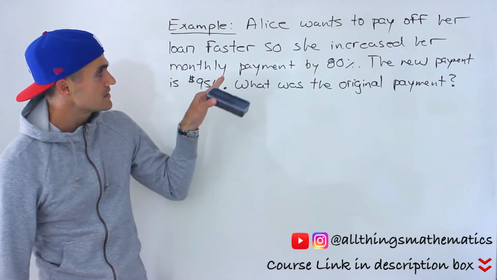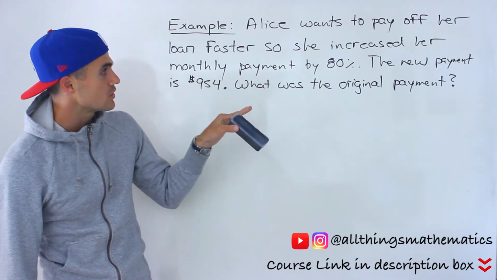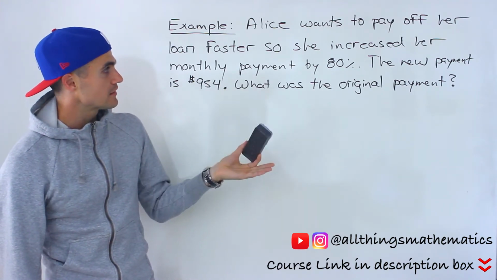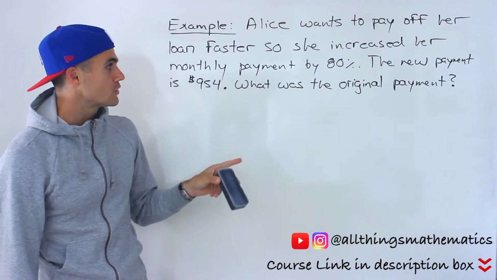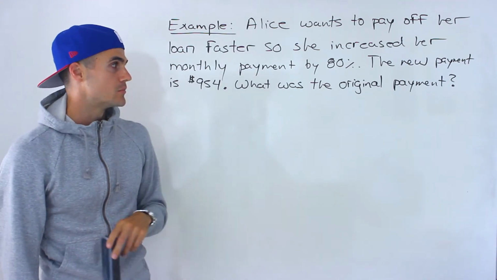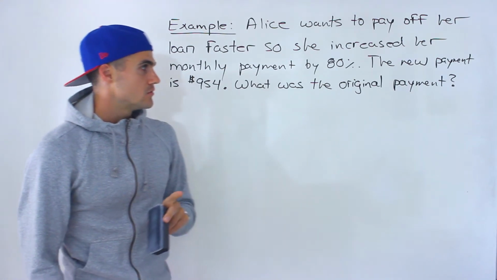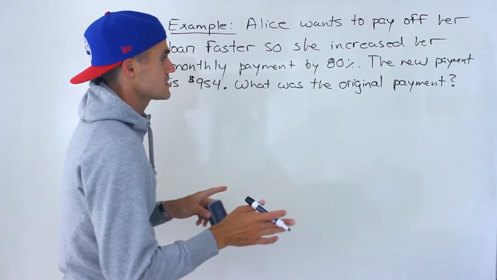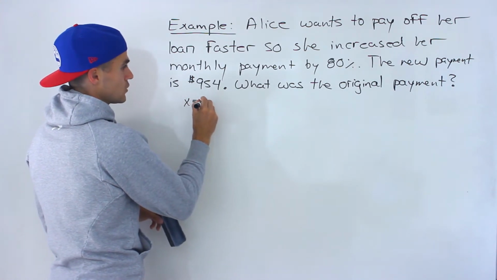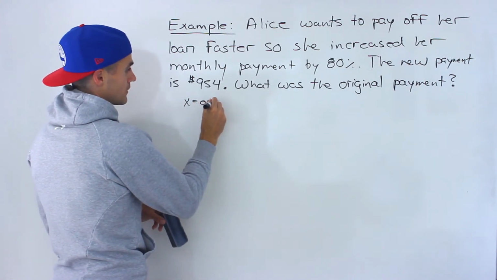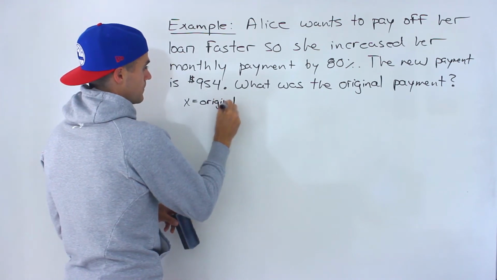So we're told that Alice wants to pay off her loan faster, so she increased her monthly payment by 80%. The new payment is $954. What was the original payment? So there's actually multiple ways to do this. What we can do, first off, let's introduce a variable here. So let x equal the original payment. That's what we are solving for.